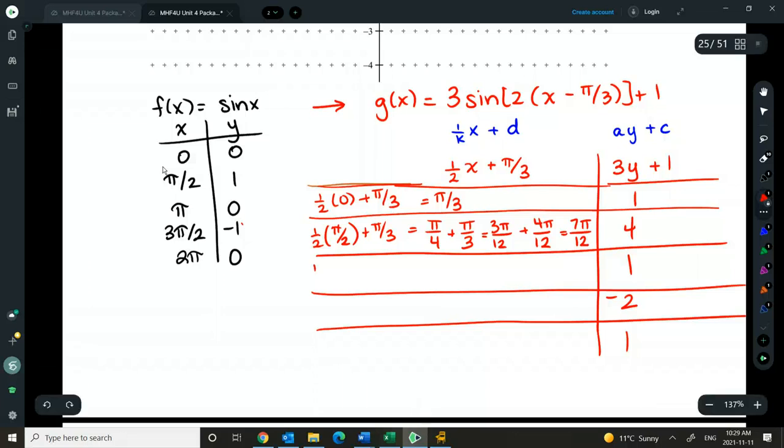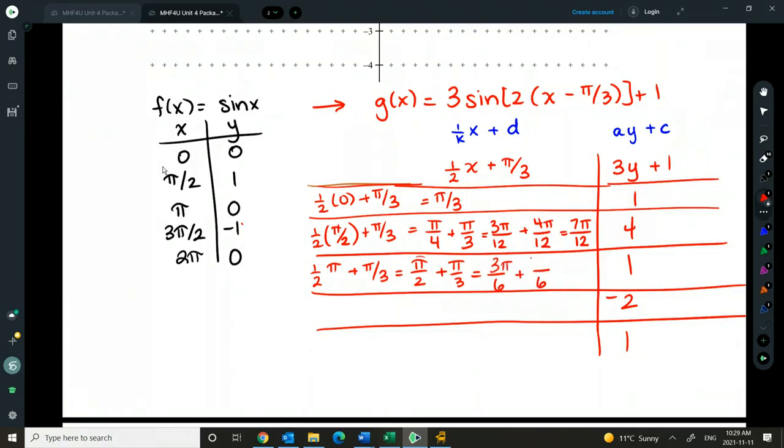Okay, next one, 1/2 times pi plus pi over 3. We get pi over 2 plus pi over 3. Common denominators. To get 6, I need to multiply the first fraction by 3. To get 6, I need to multiply the second fraction by 2. So we get 5 pi over 6.